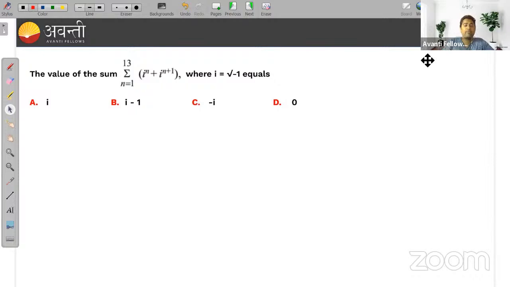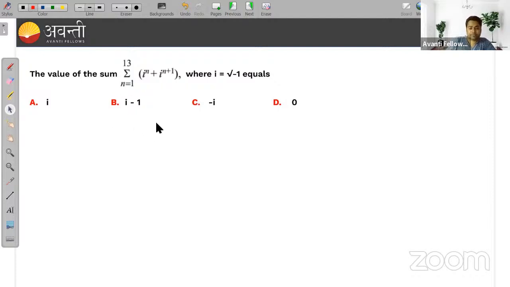You need to find the value of the sum, summation from n equal to 1 to 13, of I raised to n plus I raised to n plus 1, where I is the square root of negative 1. Okay, so try to solve it. Anyone got the answer? Can you please respond in the chat box? Okay, so let's solve this question.